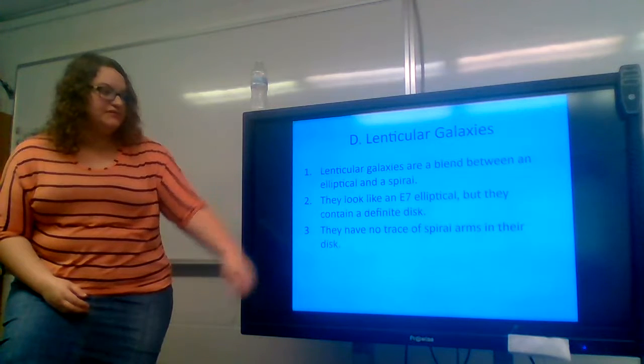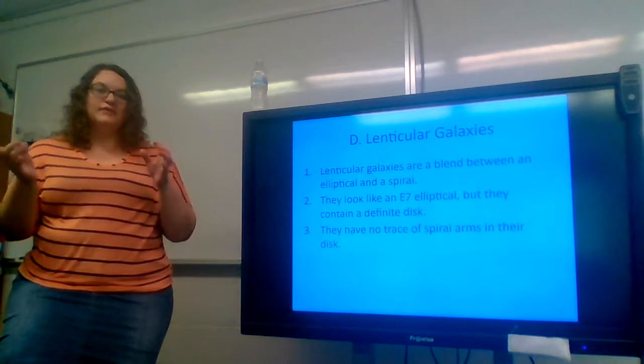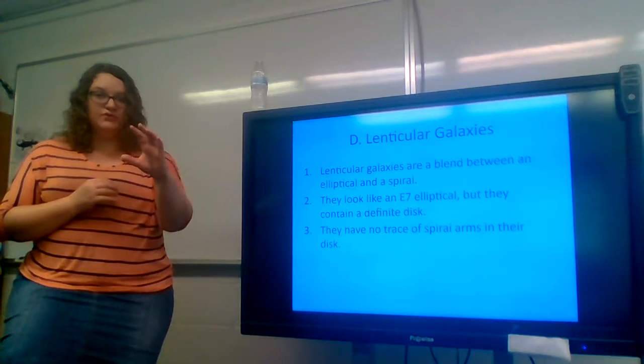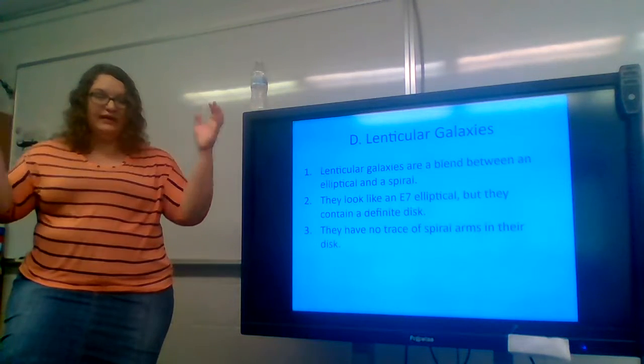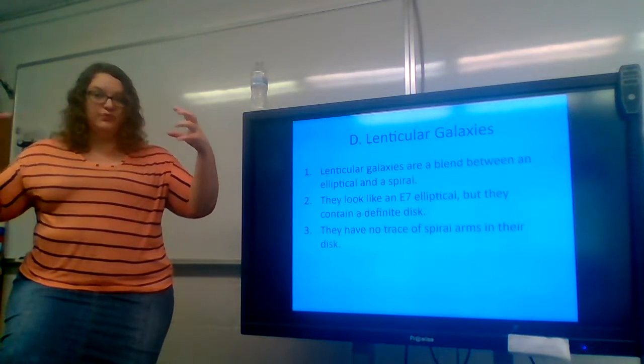They have no trace of spiral arms in their disk, hence why they are a cross, okay? They have the bulge, but they don't have the arms. And because they don't have the arms, they're actually pulled out.